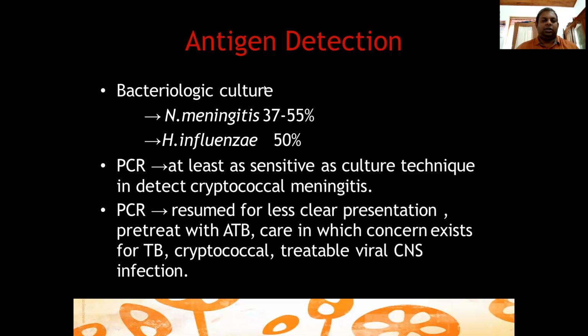About bacteriological culture: Neisseria meningitidis growth is there, Haemophilus influenzae there. But nowadays bacterial culture growth is less, the yield is less. So often we do PCR nowadays. For enteroviruses and encephalitis we can do it, but bacterial PCR is not available much in our country. But we can do it for cryptococcal meningitis if we are suspecting it in an immunocompromised or HIV patient.